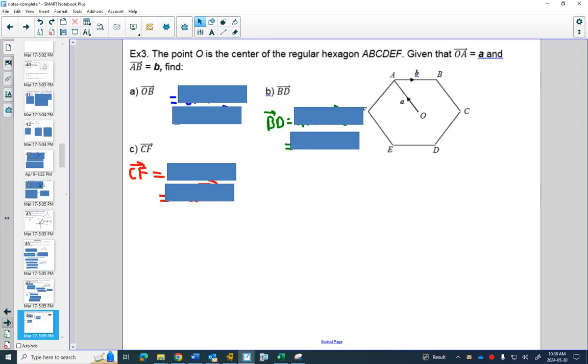Example 3. The point O is at the center of a regular hexagon, ABCDEF.